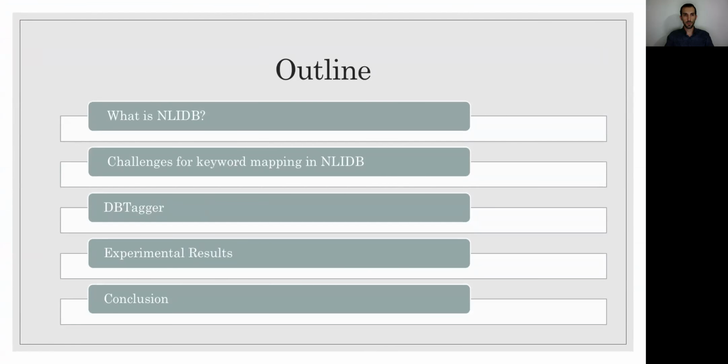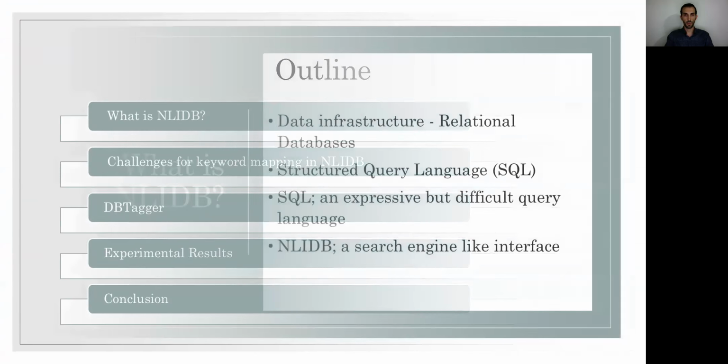This is the outline of the presentation. First, I'm going to explain what an NLIDB system is. Then I will talk about the challenges for keyword mapping in the NLIDB pipeline. Following that, I will go through the neural architecture of DBTagger. And finally, I will conclude with our results and point out the key findings in our study.